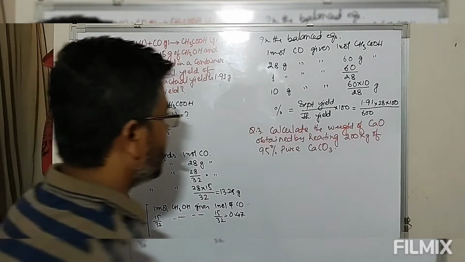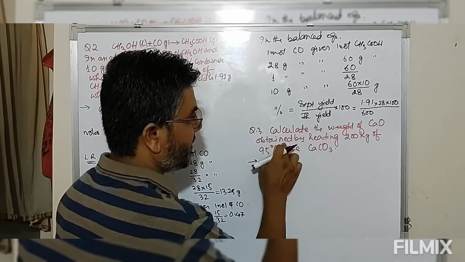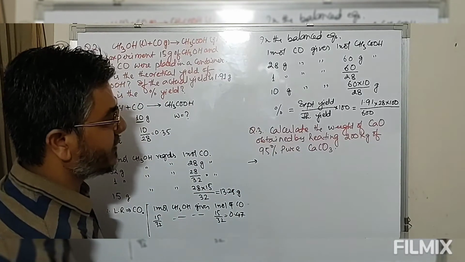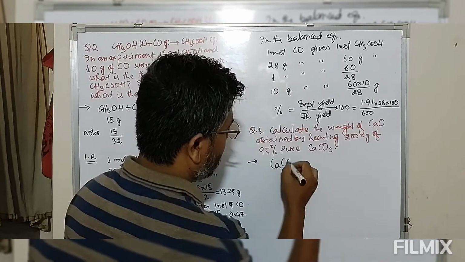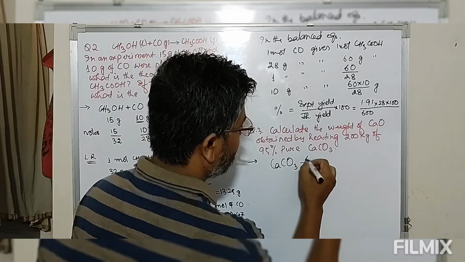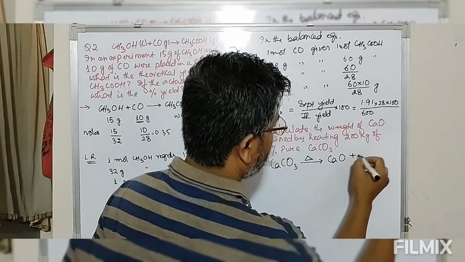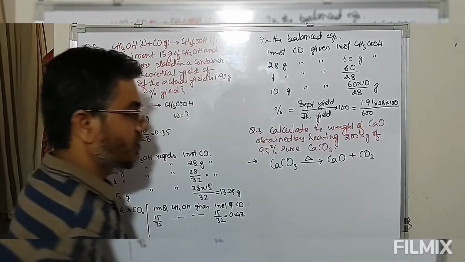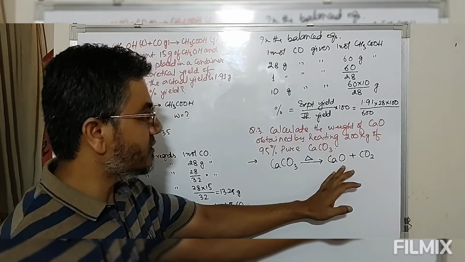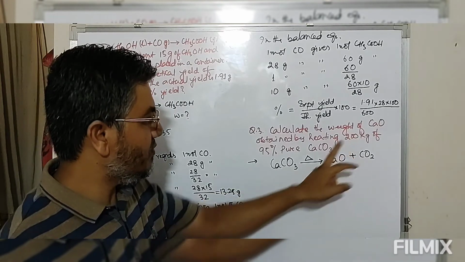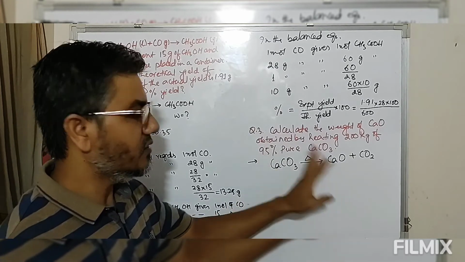Now let's look at problem number 3. What is the weight of calcium oxide obtained by heating 200 kg of 95% pure calcium carbonate? So, we are starting with this reaction. Calcium carbonate on heating, this is a sign for heating, decomposes to give you calcium oxide plus carbon dioxide. So, the question says, what is the mass of calcium oxide that could be obtained if 200 kg of this calcium carbonate, whose percentage purity is 95%, is heated?